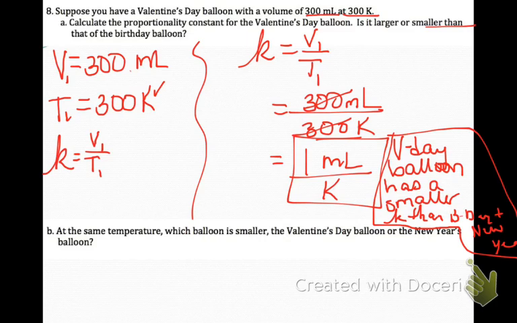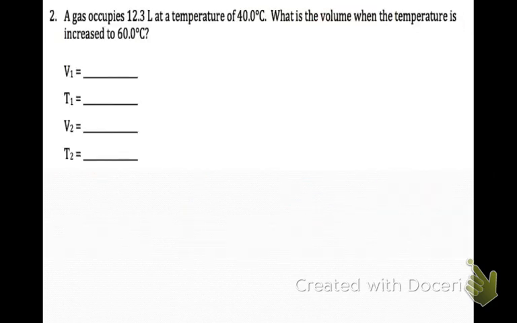So for B, at the same temperature, which balloon is smaller, the Valentine's Day balloon or the New Year's balloon? So we have to go back through and figure out what was the volume of each of them and what would end up happening. So in this case, the Valentine's Day balloon ends up being your smaller one. Let's go through. On the next page, there's a set of questions for you. And this is just, again, coaching you how to answer those questions.